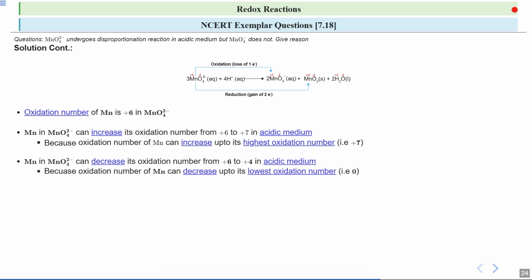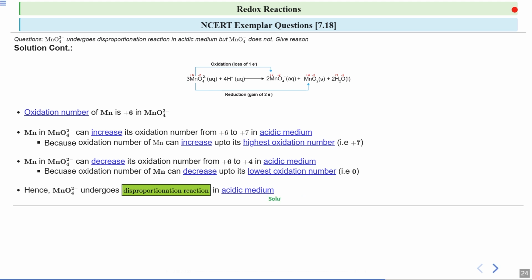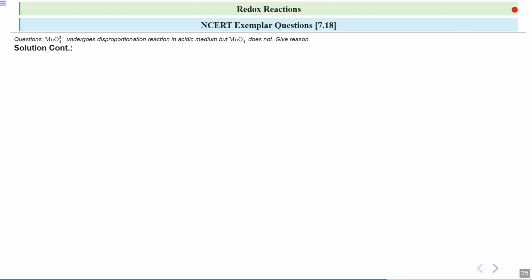Why is it undergoing reduction? Because the oxidation number of manganese is decreasing from +6 to +4. Moving on further, we can finally conclude that MnO4 2- undergoes disproportionation reaction in acidic medium. Now let's move on to the next species, which is MnO4-.